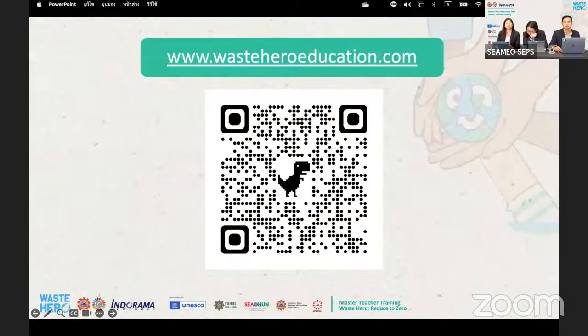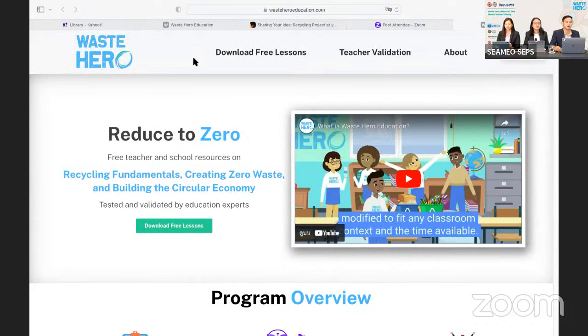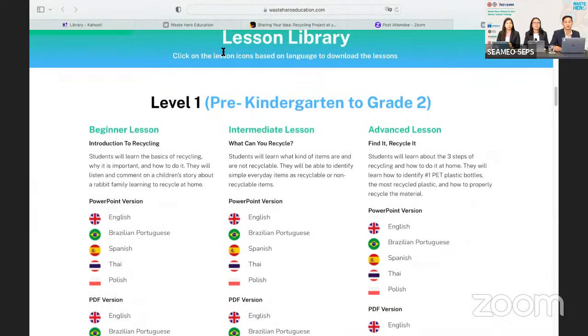So this is time to go to vastheroeducation.com. You can type the URL www.vastheroeducation.com or scan the QR code shown on your screen right now. This is the vastheroeducation.com that I told you about already. Just click on Download Free Lesson. The website will navigate you to the lesson library to look for the appropriate level for your class.